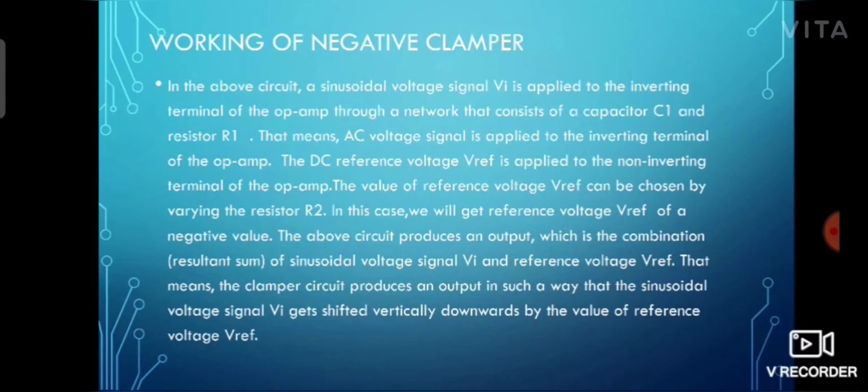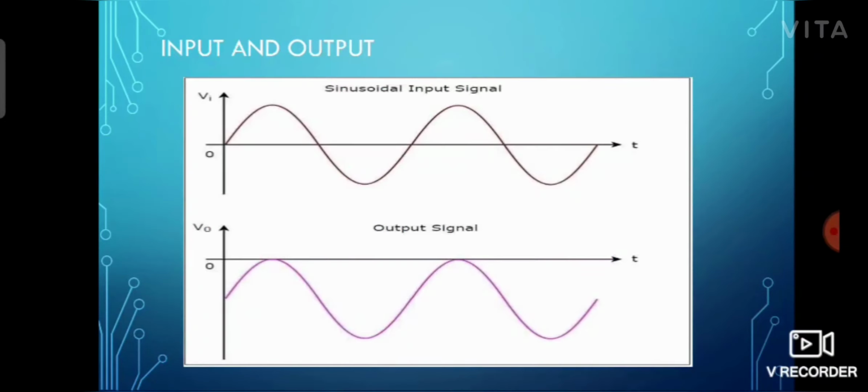In this case, we can see the reference voltage V reference is of negative value. The above circuit produces an output which is the combination of the sinusoidal voltage Vi and the reference voltage V ref. That means the clamper circuit produces an output in such a way that the sinusoidal voltage signal Vi gets shifted vertically downwards by the value of the reference voltage V ref. In this waveform, we can see that the sinusoidal input signal gets shifted vertically downwards to the negative side because of the negative clamper.